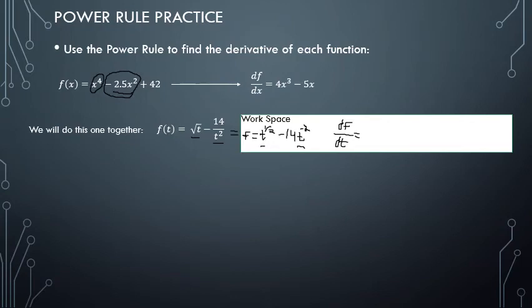T to the 1/2, so we move the 1/2 out in front. I'll use decimal form, 0.5. That's same as always: you take the exponent and you move it to the front, so 0.5. And then we subtract 1. So 1/2 minus 1 is negative 1/2.